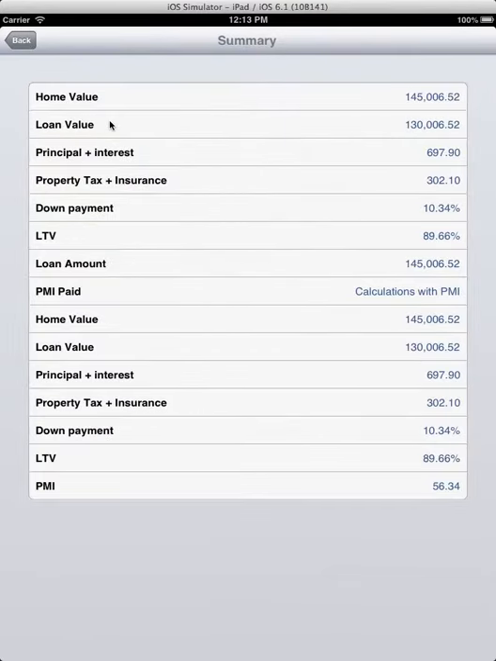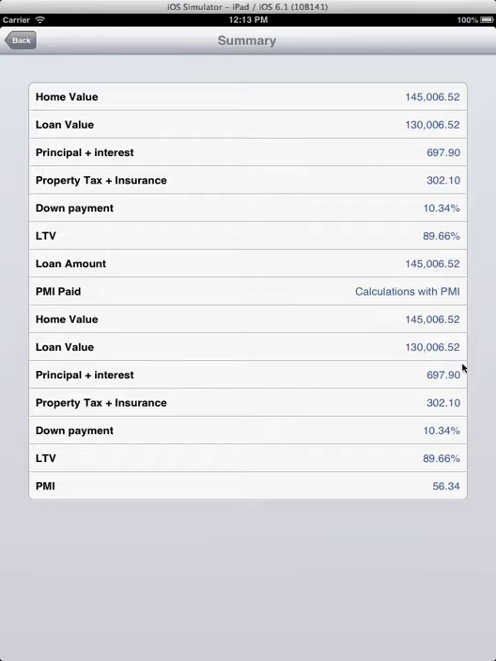So here is the home value 145,000, loan value is 130,000, and there is a down payment at 10%, and loan to value ratio is 89%. Loan amount is this 145,000. PMI needs to be paid, and here are some of the PMI calculations.